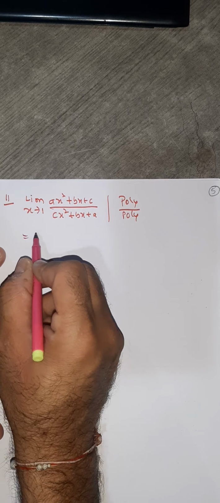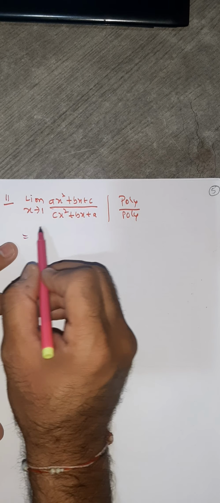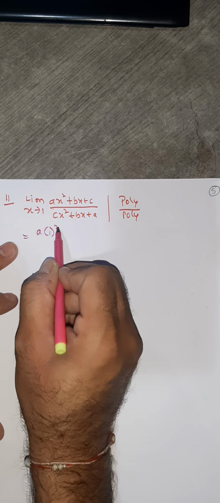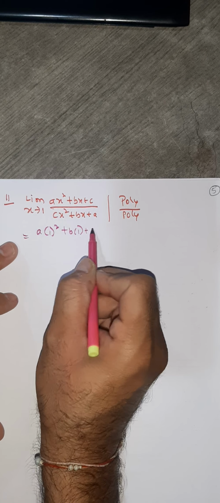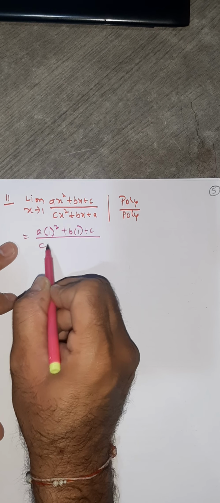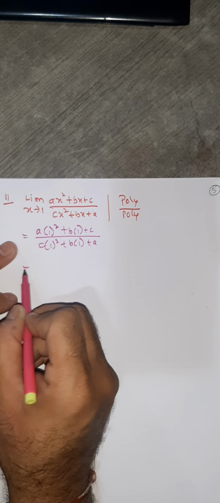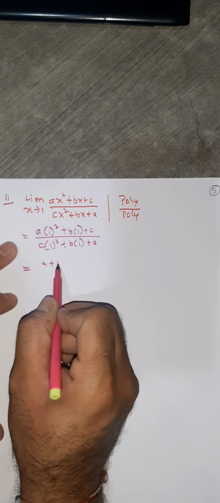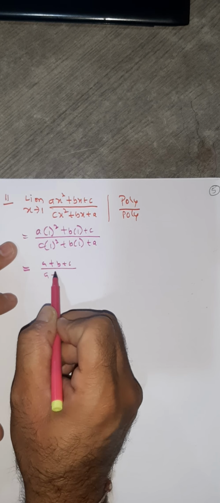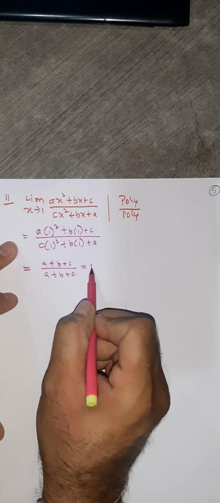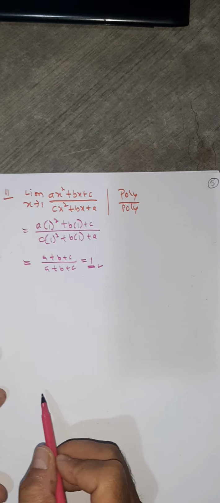Apply the limits directly, because you will not get the 0 by 0 form. So a into 1 square plus b into 1 plus c upon c into 1 square plus b into 1 plus a. So you will get a plus b plus c upon a plus b plus c. So you will get just 1 here. The limit will be 1. Both will get cancelled. So the function will be very close to 1 in this question.